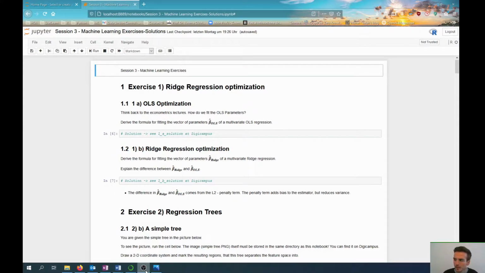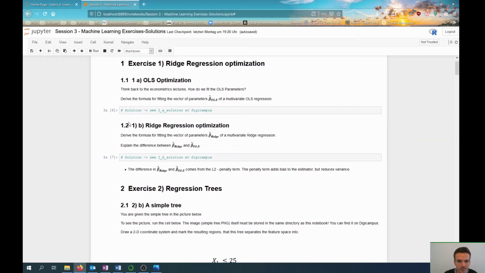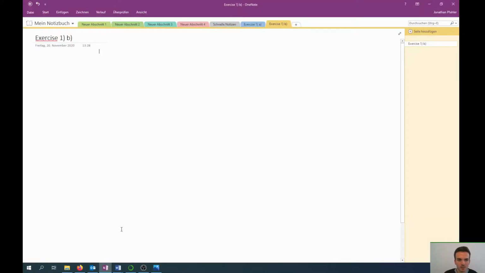So let's go to our second part of this exercise, which is exercise part 1b, and there we optimize the ridge regression. So we should derive the formula for fitting the vector of parameters beta hat ridge of a multivariate ridge regression, and afterwards explain the difference between beta hat ridge and beta hat OLS. So let's start here.